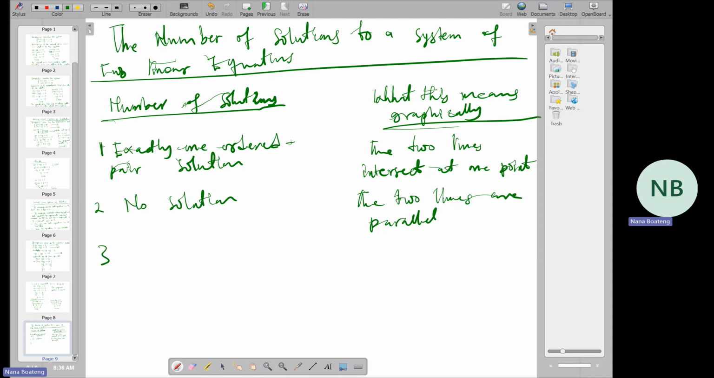And number 3 is infinitely many solutions. Graphically, it means the two lines are identical, one lies on top of the other.